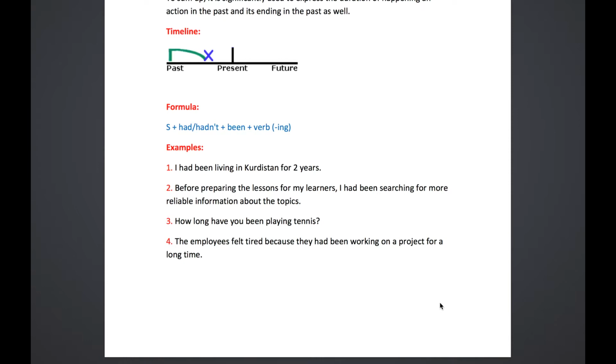And the fourth one is, the employees feel tired because they had been working on a project for a long time. They had been working on a project for a long time and then they got tired. So feeling tired is the cause for them to stop working. So this action is interrupted, stopped and ended by the other action in the past. And also here we have some exercises you can benefit from.